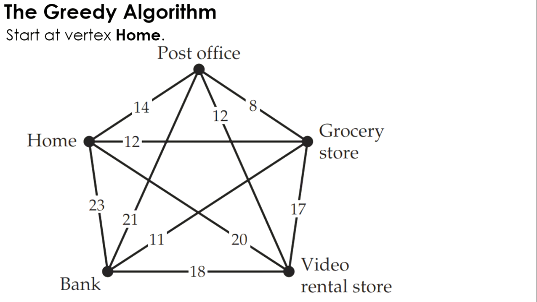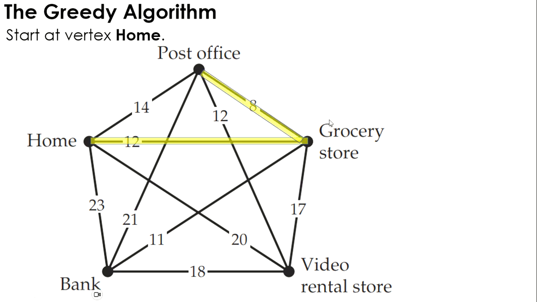So we have the greedy algorithm approach with this graph. Let's start at vertex home. From home going to post office, that's 14 minutes. Going to grocery store, that's 12 minutes. Home to video rental store, that's 20 minutes. And home to bank, that's 23 minutes. Of course, we're going to pick home to grocery store because it only has a 12-minute driving time.